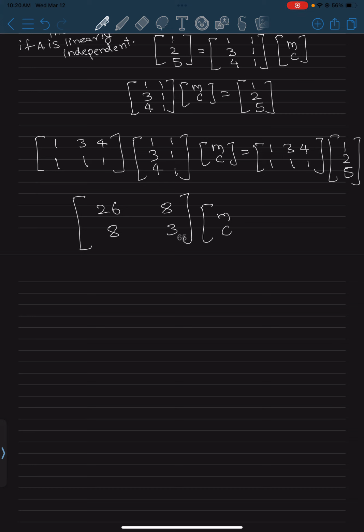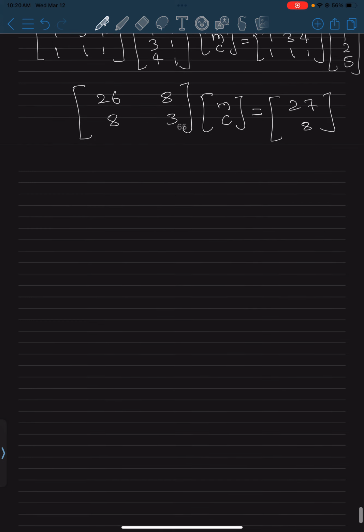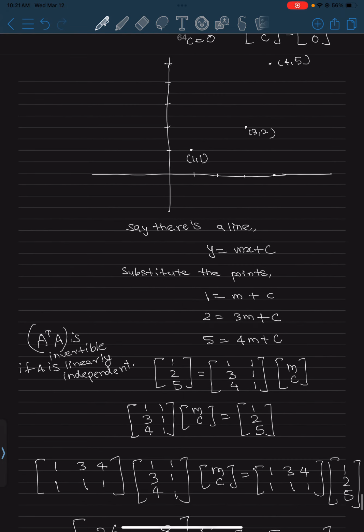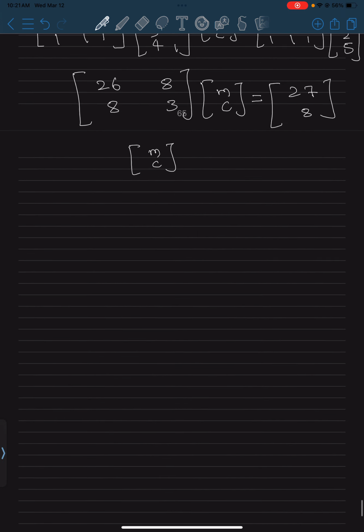Now it seems like it's somehow solvable. Even though you know that there's no such line, you don't even know how it's being solvable, but it is, so you just go ahead. If it's good, then it's good. Now this is 26, 27, right? And the next is 8. Now you just want to take the inverse and solve for m and c, and you are excited to see what kind of line this is. Once you solve for m and c, you can draw a line. What kind of line am I getting from this random messing around calculation?